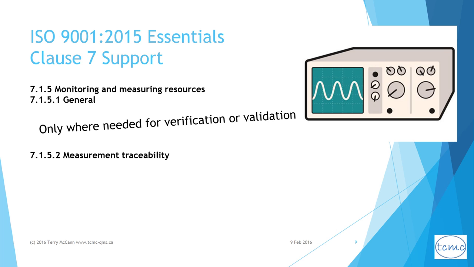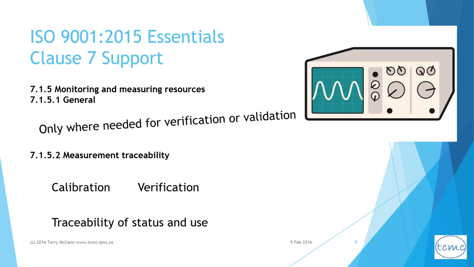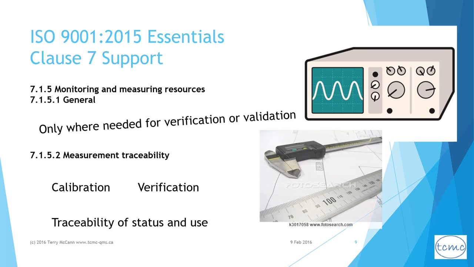7.1.5.2, measurement traceability. Extra diligence is required where monitoring and measuring resources need to be calibrated or periodically verified, and traceability of their status needs to be maintained. There need to be processes around protecting such resources from unintended change or deterioration, and steps to take when measuring devices are found unfit for purpose and need recalibration, and to deal with the impact resulting from measurements taken with such unfit devices.